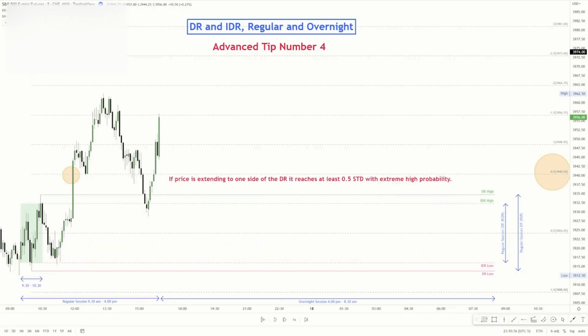Number 4. This is about finding high probability targets for your trades without using any other model for it. Once price action goes above one side of the DR, it reaches the 0.5 standard deviation with extremely high probability, which gives you a low-hanging target for your profit taking.